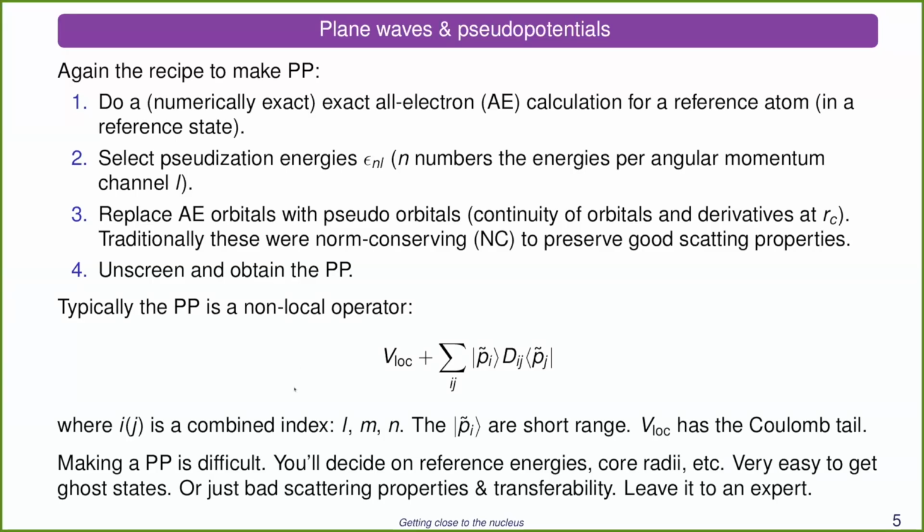And doing this, of course, is very difficult. If you take the wrong energies or core radii, you get ghost states, which are bound states with nodes below the ground state. So that is really nonsense. You get bad scattering, etc. So try to avoid doing it and use good ones made by somebody else.